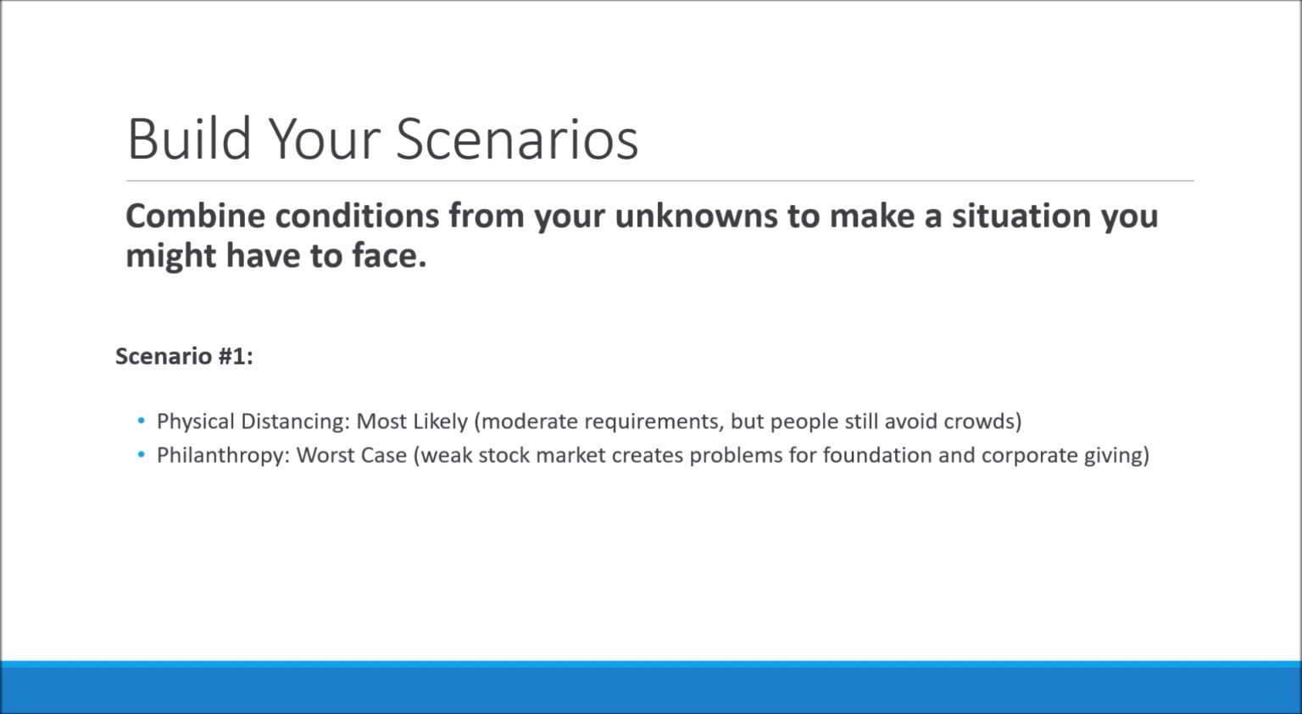You might have identified 3 or 4 unknowns, which could give you 9 or 12 boxes to be working with. So don't think that what I'm saying here is you have to do a scenario that combines each possible condition for each possible unknown. Don't do that. Pick 2, 3. You could go to 4 if you wanted, but if you needed to do more, I would say you've got to work a little bit more on those unknowns to figure out what's really important.